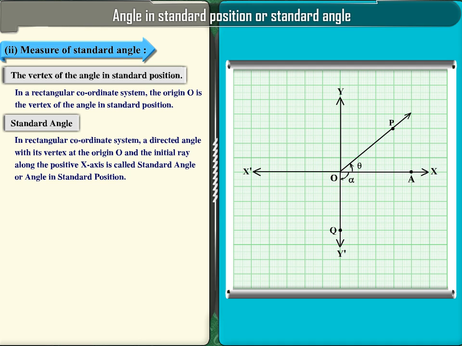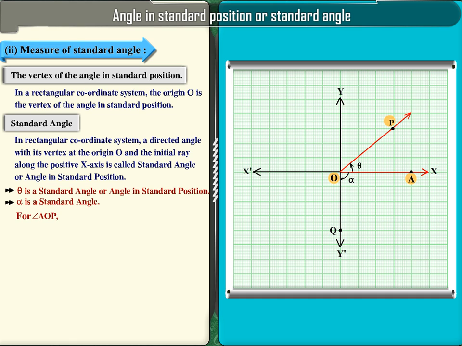In the figure here, the initial arm OA of angle theta lies along the positive x-axis and the vertex is at the origin O. So theta is a standard angle or angle in standard position. Angle alpha with its initial arm along the positive x-axis, origin O as vertex, is another standard angle.